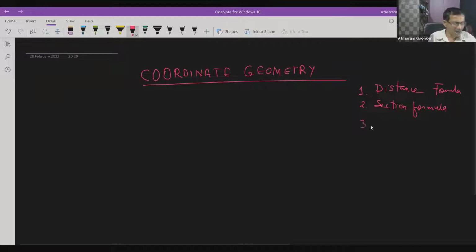Then the third case, or before the section formula, we will discuss the centroid of a triangle. And the last one, we will discuss the area of a triangle. It's so simple, not many things are there. So let's begin with the distance formula. Number one.